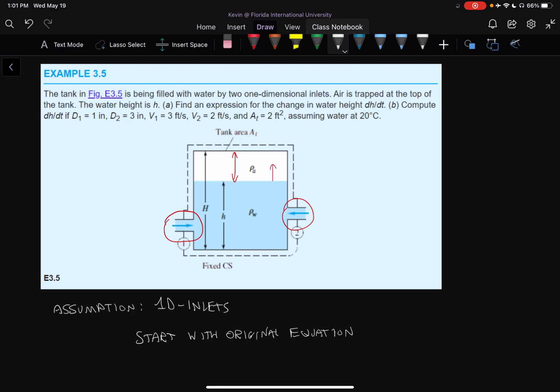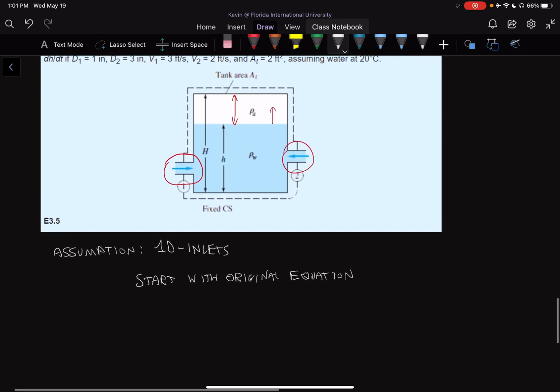And from the original equation, we'll be able to solve the problem. So we're not going to start with the most complex equation with a moving system. We know that we have a fixed control volume. We're not told anything about our control volume changing, so we can add to our assumptions that we have a fixed control volume. Okay, so our assumptions are 1D inlets and fixed control volume. So we start with the original equation.